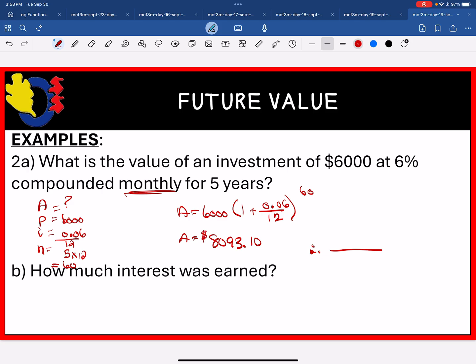How much interest was earned? If we take that amount and subtract our original principal, we're going to get our final interest earned. So I equals A minus P. I equals $8,093.10 minus 6,000. So I is equal to $2,093.10. Therefore, the interest earned was $2,093.10. Okay, that's it for today.